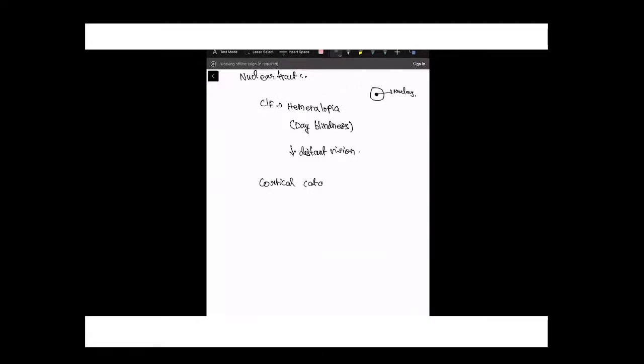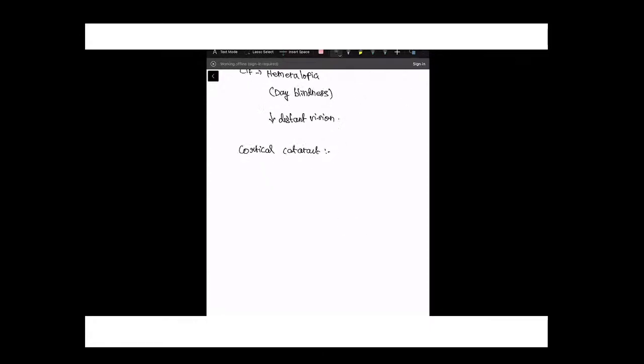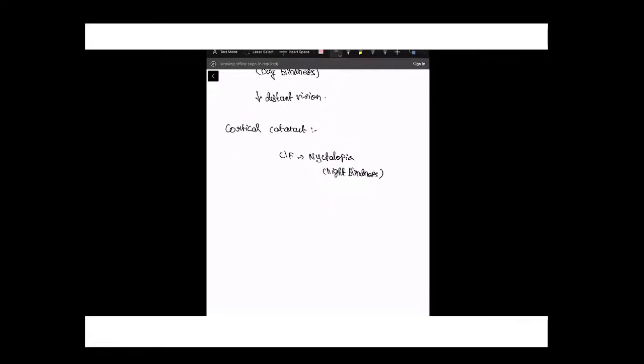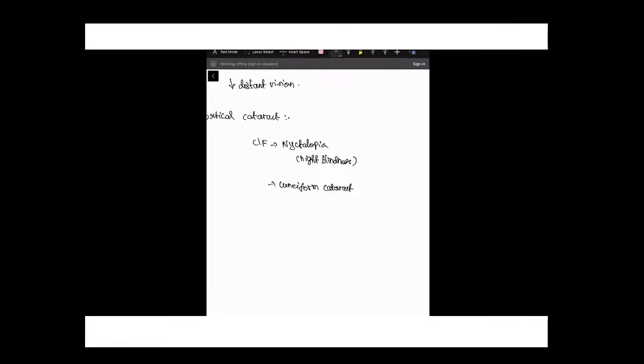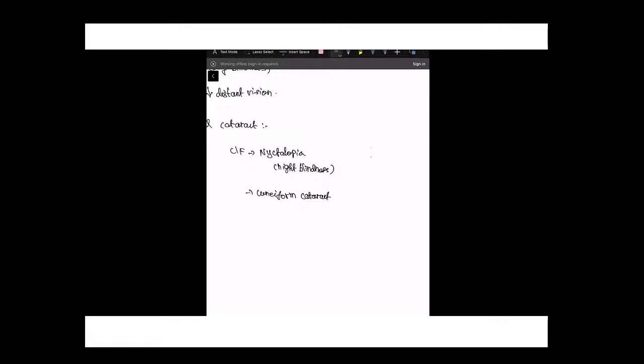Then we have cortical cataract that happens in the cortex of the lens. Clinical feature is going to be myopia or night blindness. It's also called cuneiform cataract. Mainly it is going to involve the cortex of the lens.